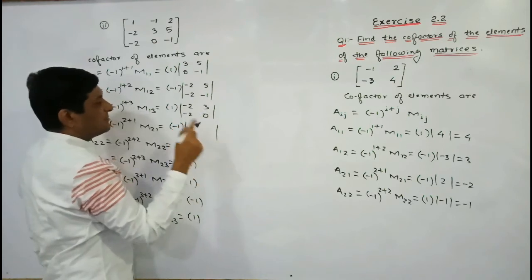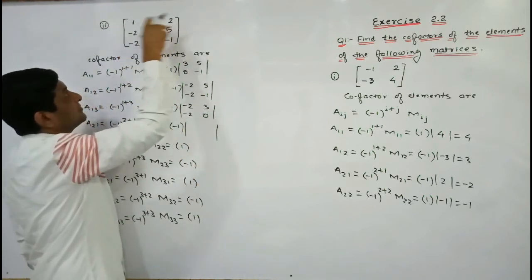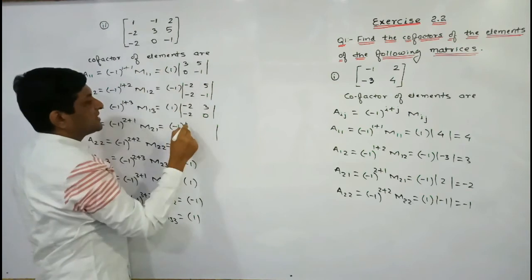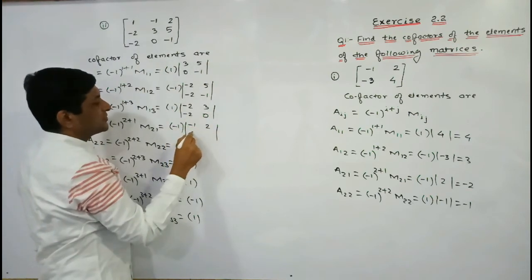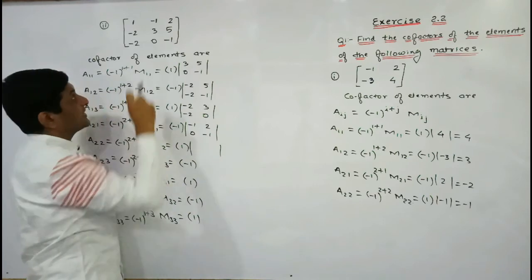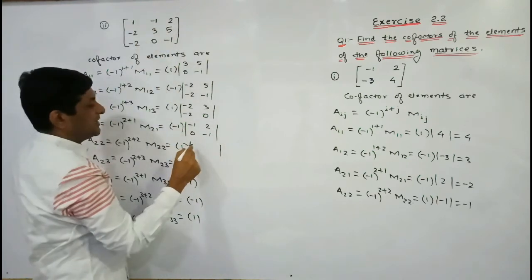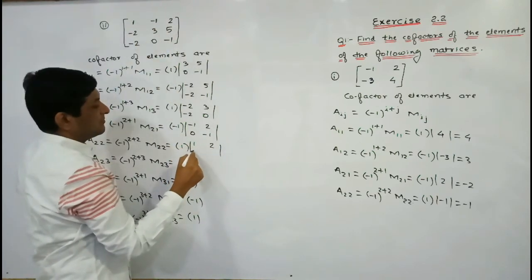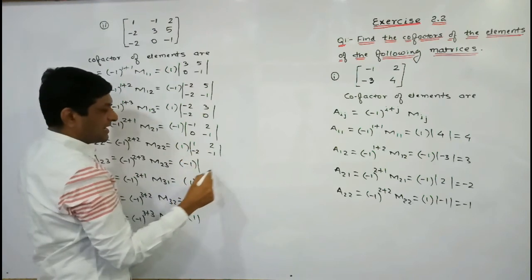Now delete the elements of the second row, first column. The remaining elements are minus 1, 2, 0, minus 1. Then delete the elements of the second row, second column. 1, 2, minus 2, minus 1 are the elements.